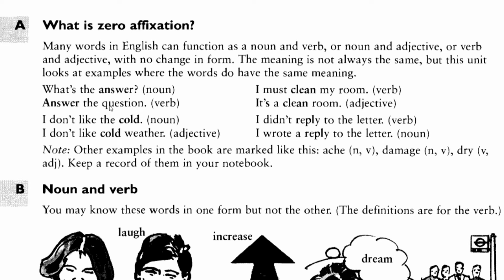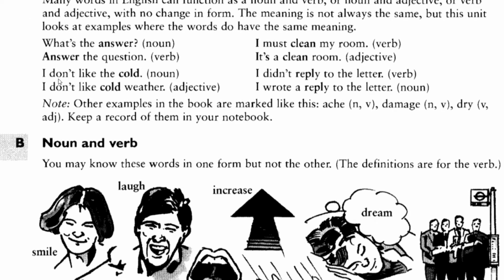What's the answer? Here, the answer is a noun. Answer the question, please. Here we have a verb. Next, I don't like the cold. Cold here is a noun. I don't like the cold weather. Cold here is an adjective. We have more examples. I must clean my room. Clean here is a verb. It's a clean room. It is an adjective.